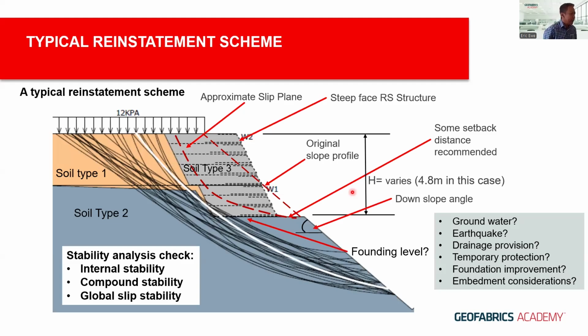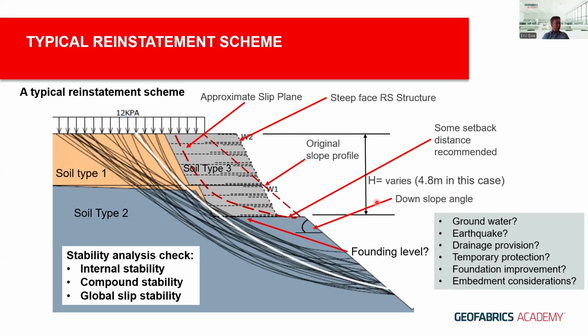So this is a typical reinstatement scheme of a downslope slip, whereby you have a road on the top, a typical slip like this, and then you have done some soil investigation. You have identified that there are 2 types of soil. This is a weaker type, alluvial soil. This could potentially be a more competent type of soil, I'm just giving an example. The proposed scheme is to put up a steeper reinforced soil structure, in this particular case, 4.8.